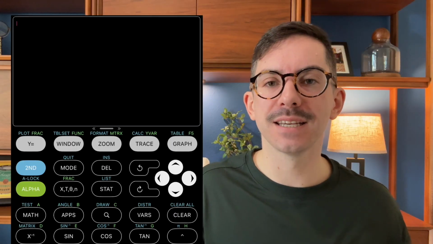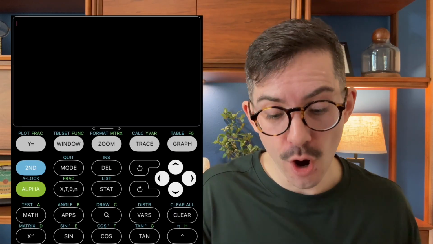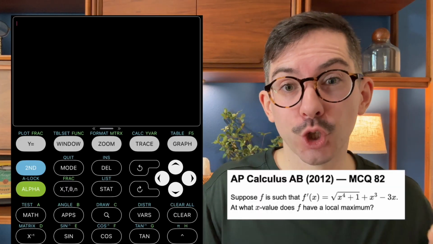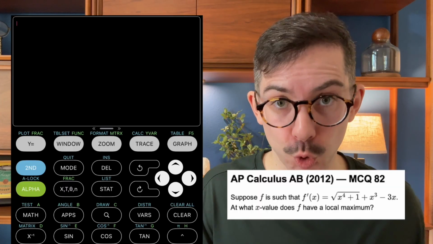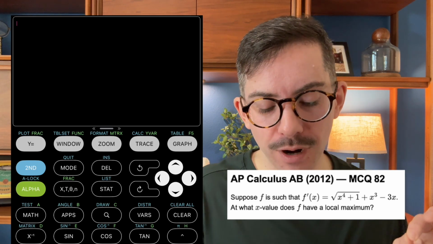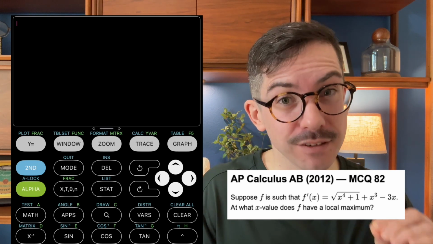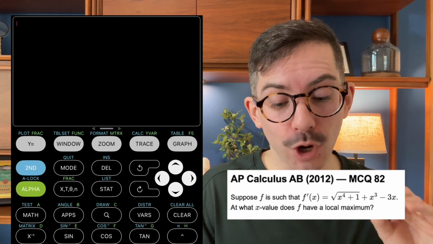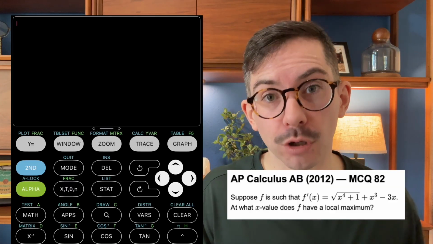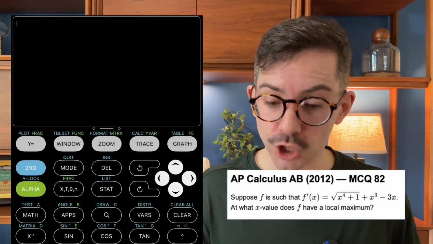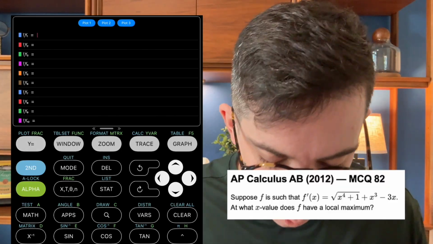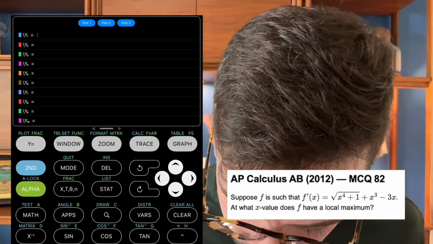So let's see these skills in a couple of different exam problems. From the 2012 multiple choice problem, number 82, we're asked to find where f has a local maximum, given a rule for its derivative. So let's graph this function. I know a rule for f prime. I don't know a rule for f, but I can certainly graph the derivative.